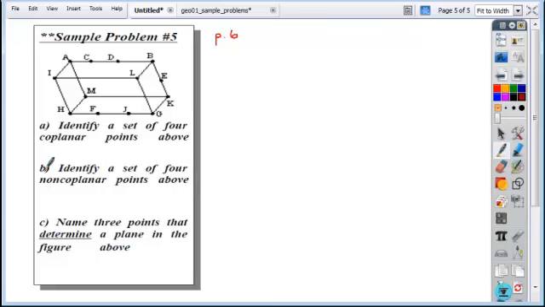But when you look at the set of 4 coplanar points, here's one thing to make sure of, and I give you this as a warning on upcoming quizzes. If you were to give me I, A, and C, would those be coplanar points? Yes. Would they be a set of 4 coplanar points? No. Okay, I'm giving you a heads up.